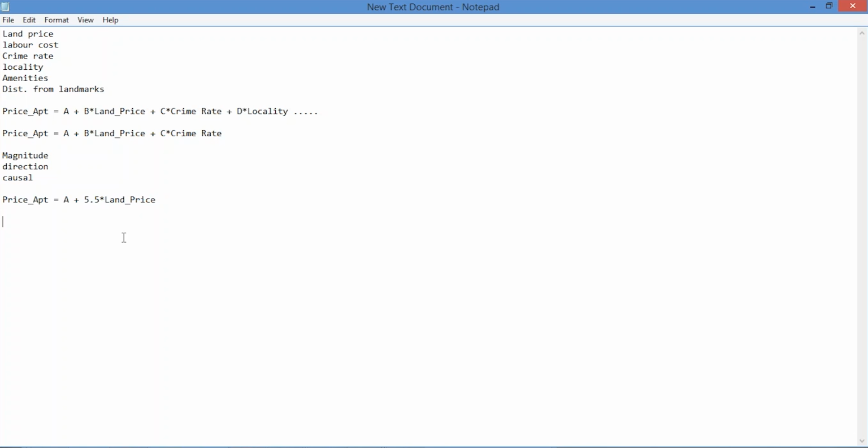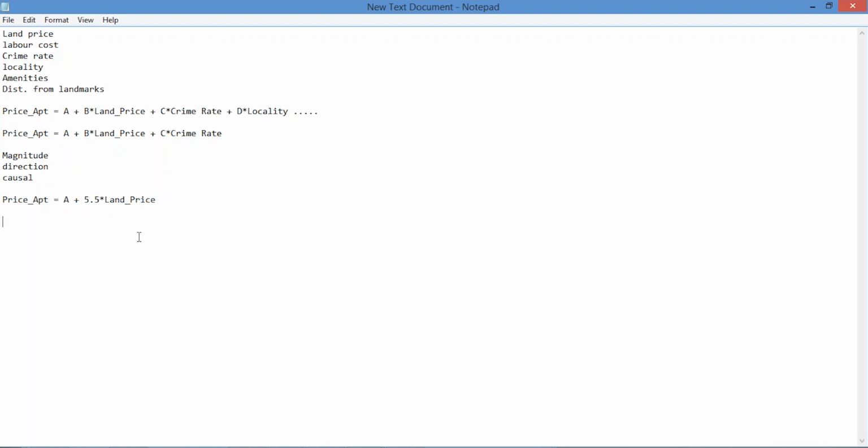Can someone interpret this? A is a constant. Apartment price, base price will change by a factor of 5. Okay, I'm getting various answers, and various people have told that correctly. So what I'm trying to say is any unit change in the land price impacts the price of the apartment by 5.5 times. Is it okay to say? I'm just talking business lingo. That's what we are trying to say here.